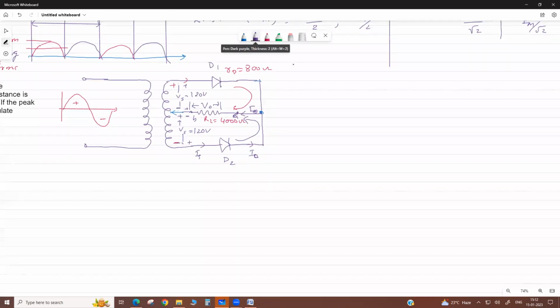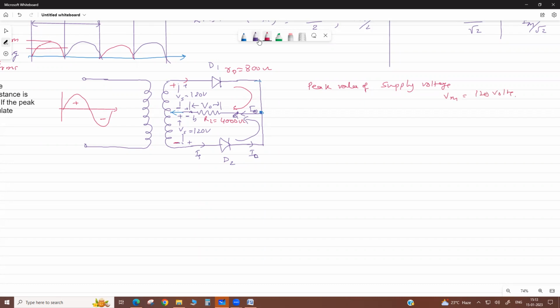Now we can calculate, first of all, what is the peak value of output voltage? Output means across the load. But first, it is the supply voltage. The peak value Vm is how much it is given? 120 volt.